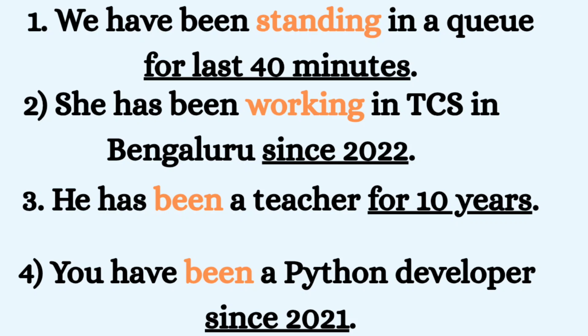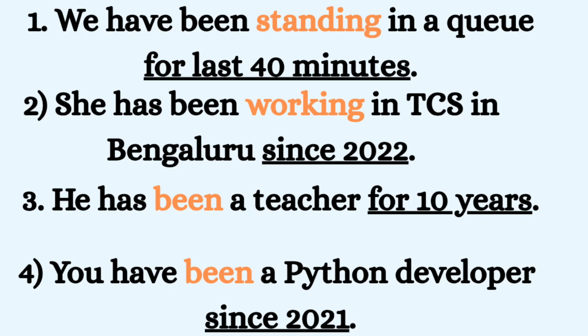She has been working in TCS in Bangalore since 2022. So we use since for point of time and we use for for period of time. He has been a teacher for 10 years.